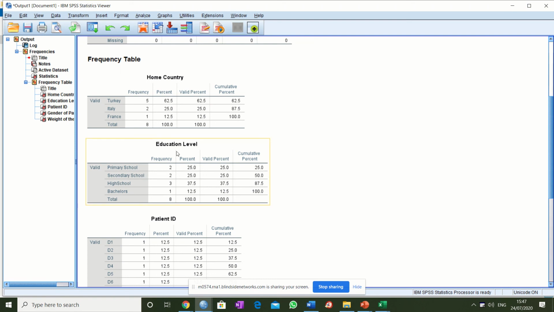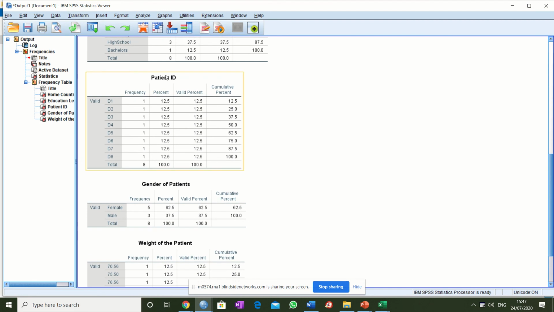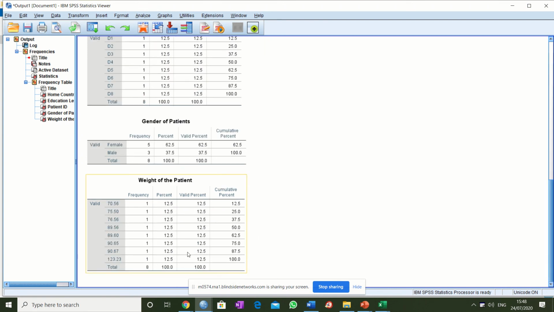Yes, here education level. It gave me the statistics here. Their frequencies are numbers and percentages. You can see here also patient ID. There is 1 from each of them, and this is the percentage. Gender, yes, I have 5 females and 3 males. So grouping always works. That's why we group, because we want to describe and define them, use tables, and make our data more visual. Therefore, we are always grouping.